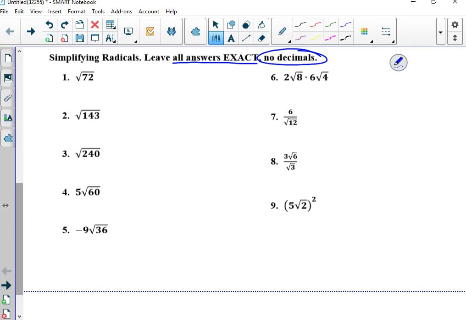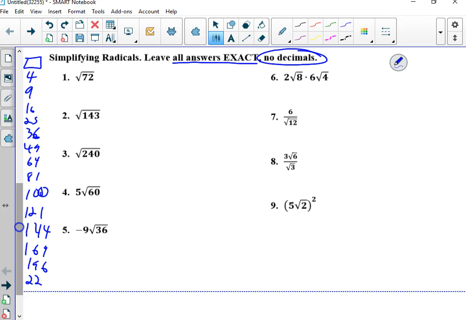Okay, simplifying radicals. Whenever you see this, and it says no decimals, then don't put it in your calculator and get decimals. You need to simplify the radical, which means you're looking for perfect squares. So your square numbers are 2 times 2, 3 times 3, 4, 5, 6, 7, 8, 9, 10 squared, 11 squared, 12 squared, 13 squared, 14 squared, and 15 squared. That should cover it. What you're doing is you're looking to see if any of these numbers go into the numbers underneath the radical.